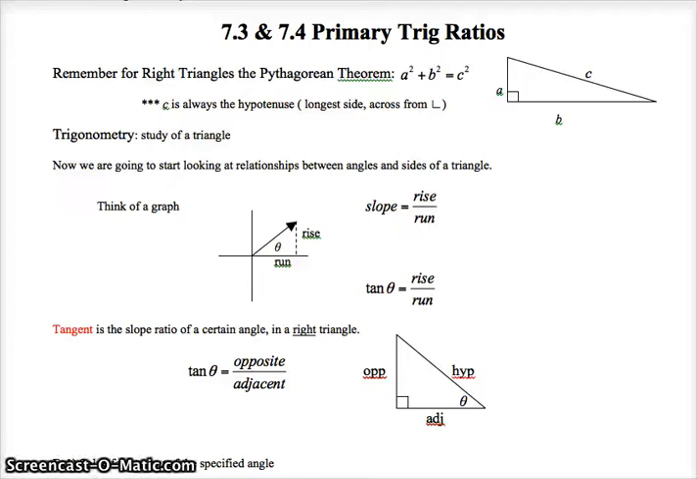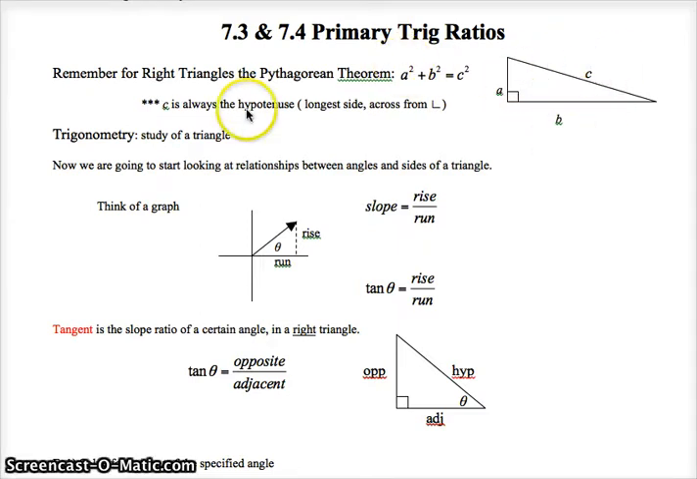Alright, so now we're going to get beyond just finding the side lengths of a triangle. We're going to get into looking at the angle measurements. So remember for right triangles that we have the Pythagorean theorem: a squared plus b squared equals c squared. You have to be able to determine what your hypotenuse is of your three sides.